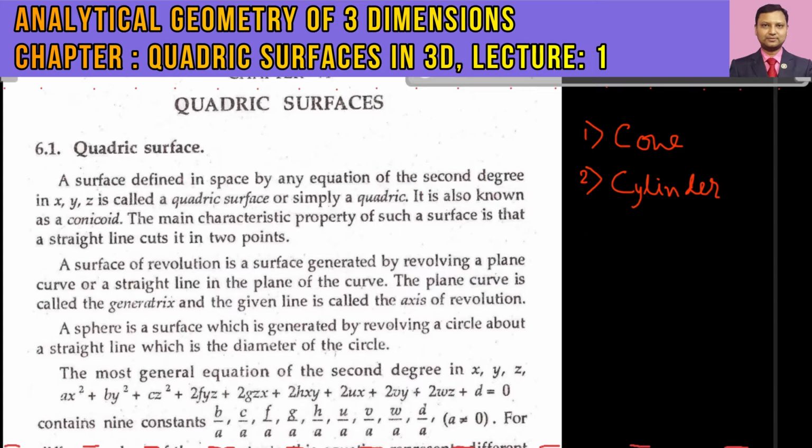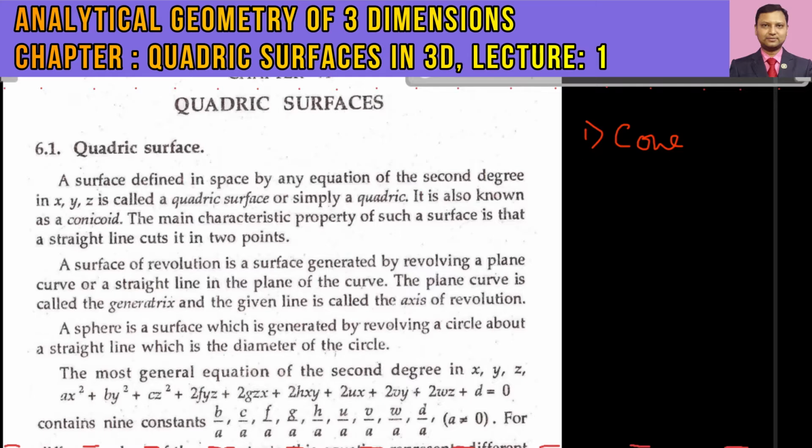Some central conicoids are there, like paraboloid, hyperboloid, or ellipsoid. A non-central conicoid is a paraboloid, and then surfaces of revolution are there. So different kinds of surfaces can be expressed by this kind of general equation of second degree. Today we are going to discuss this surface that is called cone.